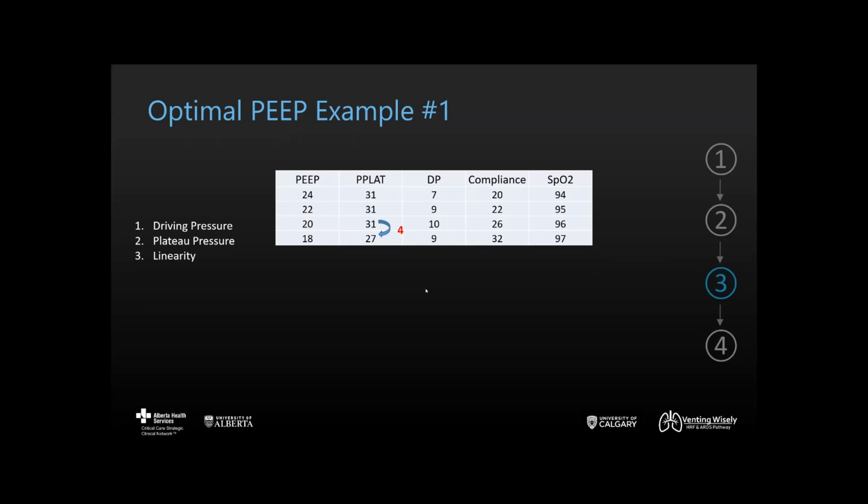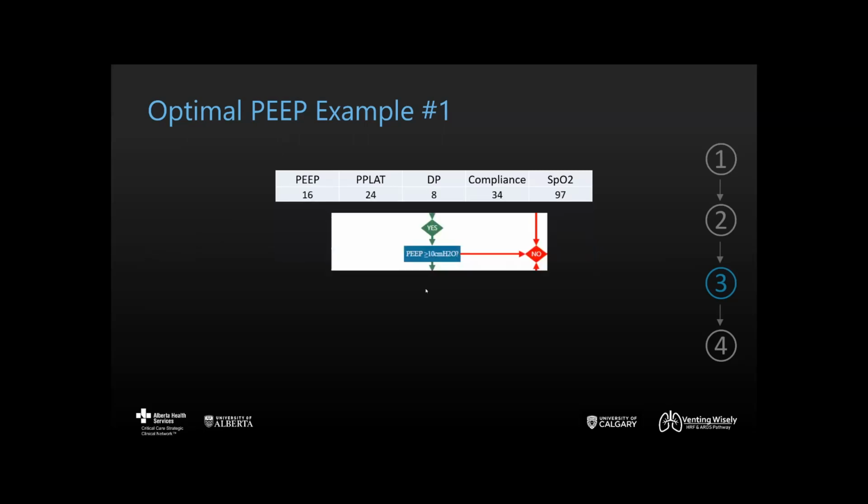Continue moving down to set it and check it. PEEP of 16, driving pressure good, plateau good, linearity. Well, with the plateau dropping from 27 to 24, this gives us a delta of 3. So we have established linearity. So let's go to the next step in the algorithm.